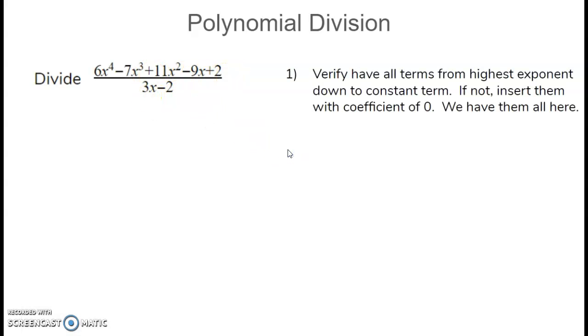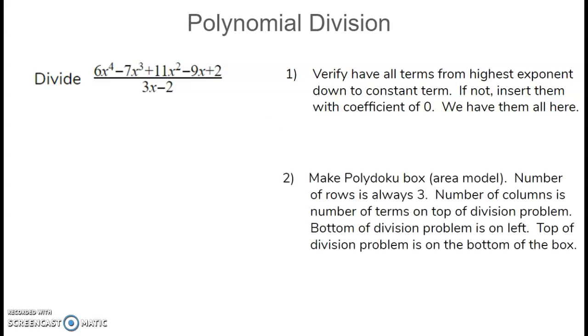The first thing I'm going to do is verify all the terms are going from the highest exponent down to the constant term. We have that in this situation. So we have an x to the fourth, an x cubed, an x squared, an x, and one without. So we're good and set to go. If we were missing one, we would insert a term in there, and we will look at that on a different problem.